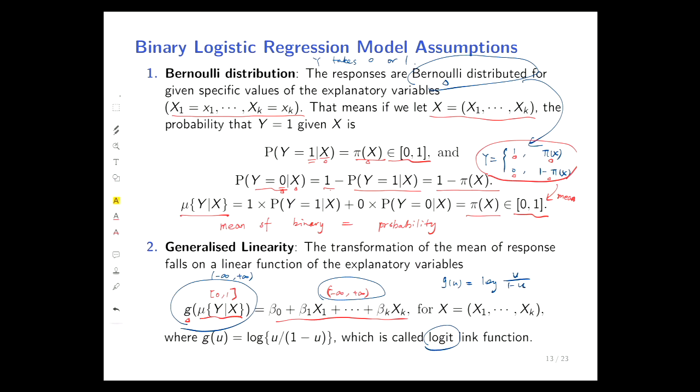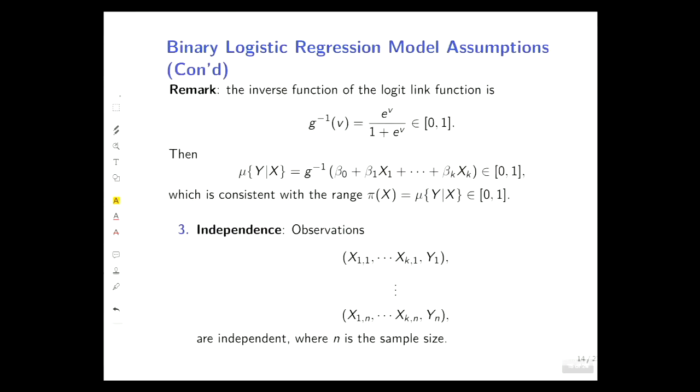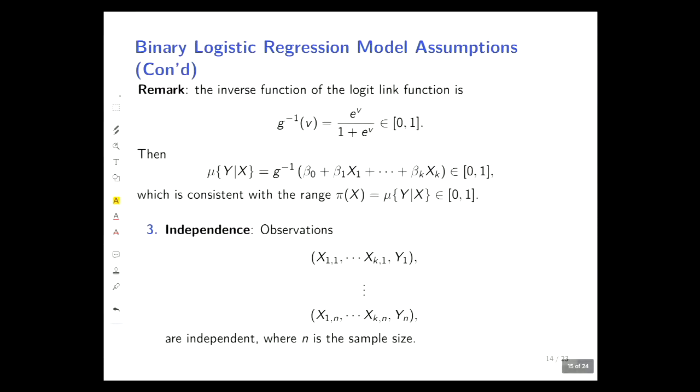So that's the idea for the generalized linear model, and it's called generalized linearity. The difference between this generalized linearity and the linearity in the multiple linear regression model is this g function. For the other things, they are basically the same. So that's the second assumption. Any questions? The only difference is the g function.